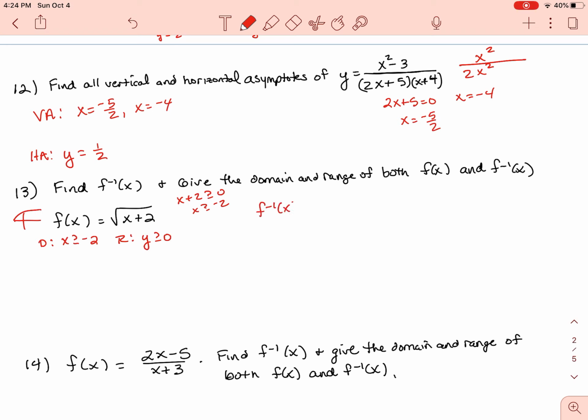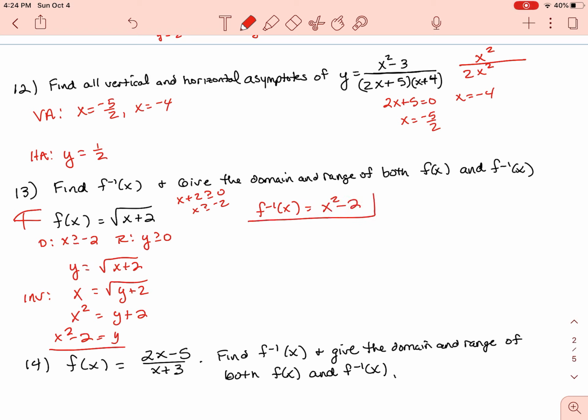F inverse of x will be, well, to do that, we've got y equals the square root of x plus 2. The inverse, we flip-flop x and y, so x equals the square root of y plus 2. To solve for y, we're going to square both sides, and y will equal x squared minus 2. So f inverse of x is x squared minus 2, and the domain, a lot of people would make the mistake of saying the domain is all reals, but it's not.